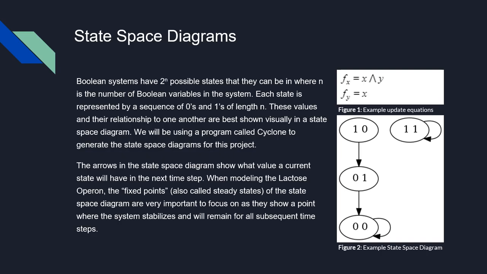So to illustrate the transitions between the states of the system, we used state space diagrams. Each state is represented by a sequence of 0s and 1s to describe the state of each variable. The most important part to focus on in a state space diagram is arguably the fixed points of the system. In the example figure shown, the fixed points or steady states are 0, 0, and 1, 1, and they are signified by the revolving arrow. The fixed points are the outcomes of the model. For the lac operon, they will correspond to the on and off states.